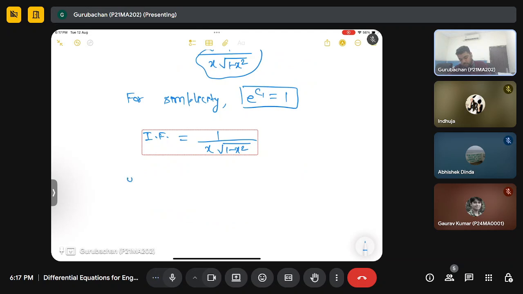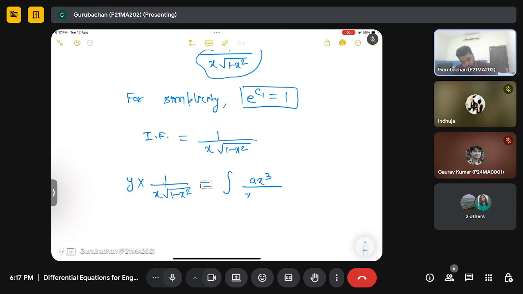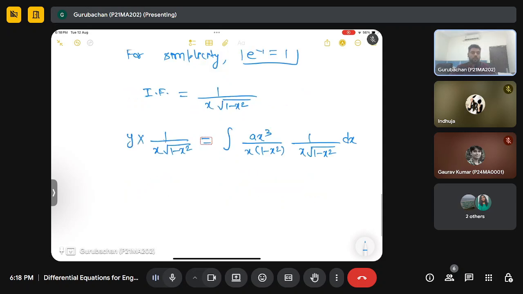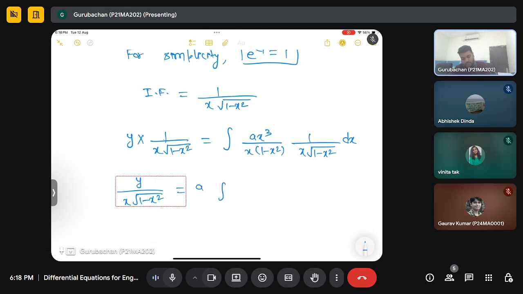Now the solution is y into the integrating factor, that is x under root 1 minus x square, equals the integral of Q(x) times the integrating factor. Our Q(x) is a x cube divided by x into 1 minus x square, so this will be the integral of a x into under root 1 minus x square dx. Now we need to solve this only. For this, the 1 minus x square, a will come out, and from this the x power will be cancelled out, and it will be 1 minus x square to the power 3 by 2 dx.